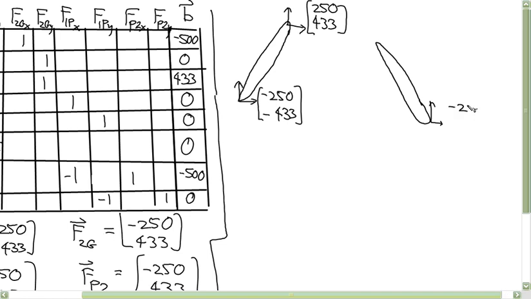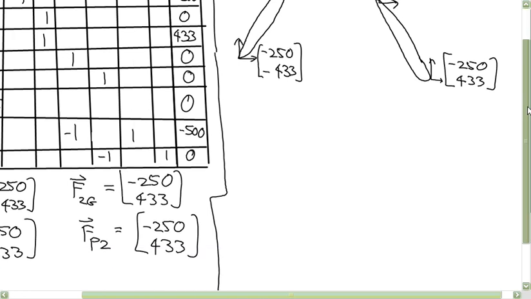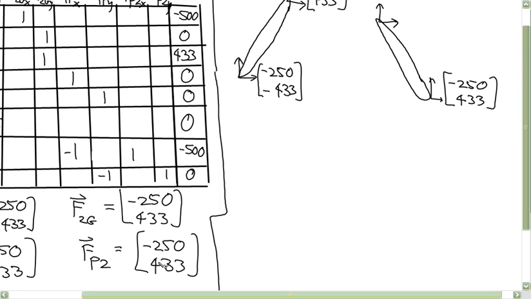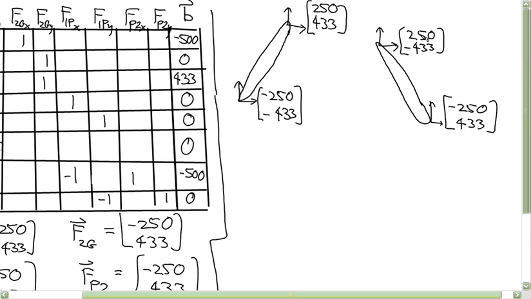So down here we know we have negative 250, positive 433. And up here the force is F2P. We didn't solve for that one, but we solved for FP2. There's FP2. So what's F2P? 250, negative 433. Which does what we just noticed it has to do. It's along the member, and it's equal and opposite to the other force.